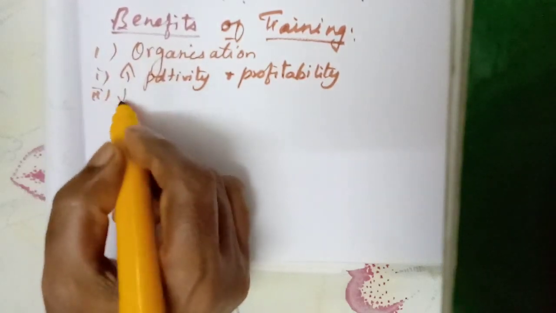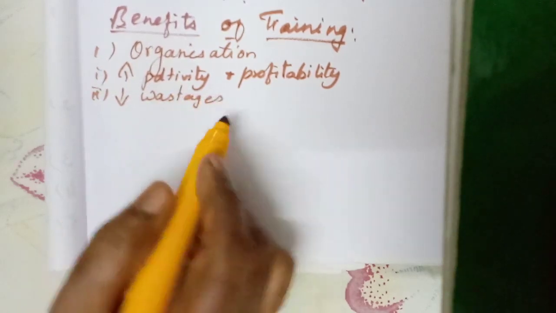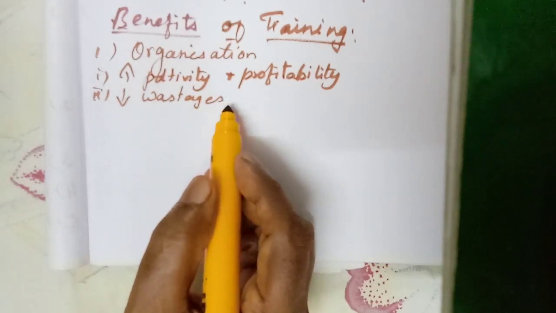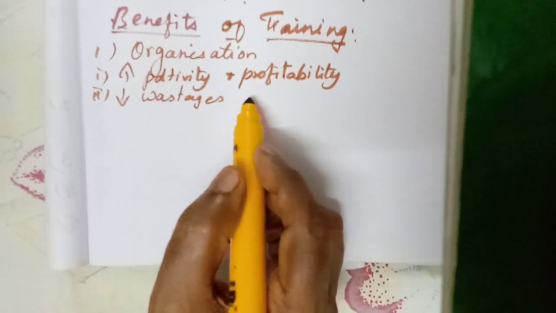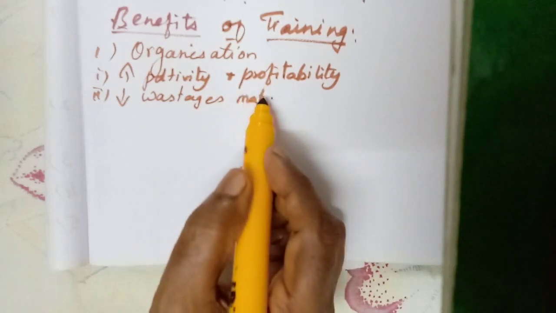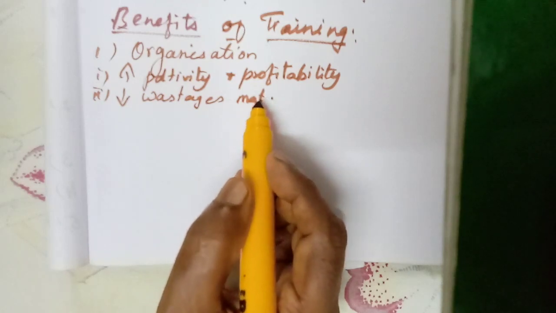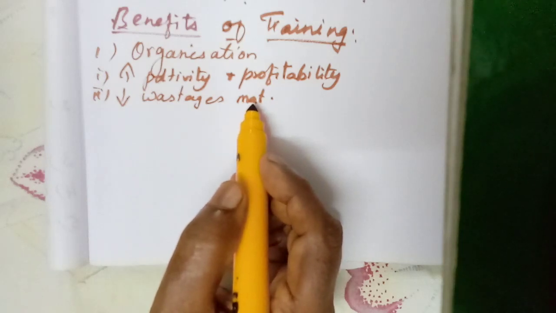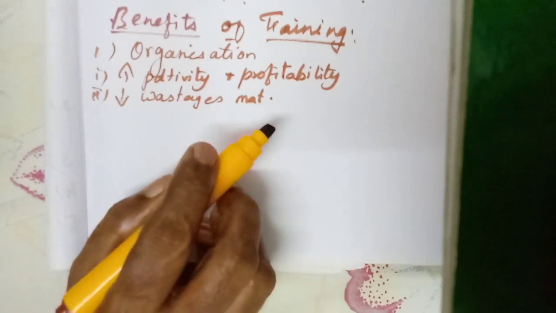Then it reduces wastages. That means they know how to do a work very fast with the quality. So there may not be any wastage of product or material. Understand? Either the wastage may be getting reduced, or it may be nil. No wastages, or if at all they get wastage, it will be very little.